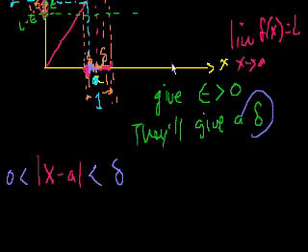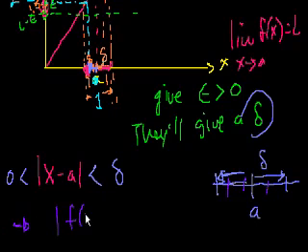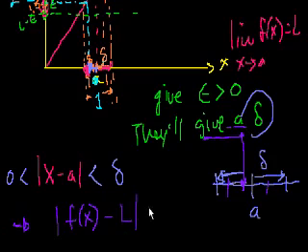If I were to zoom in on the x-axis right here, this is a, and this distance right here would be delta, and this distance right here would be delta. As long as you pick an x value that falls in here, I can guarantee you that the distance between your function and the limit point, when you take one of these x values and evaluate f of x at that point, is going to be less than the number you gave them.